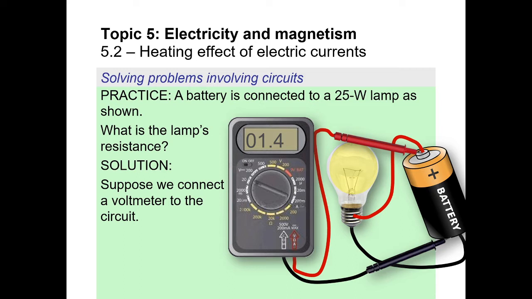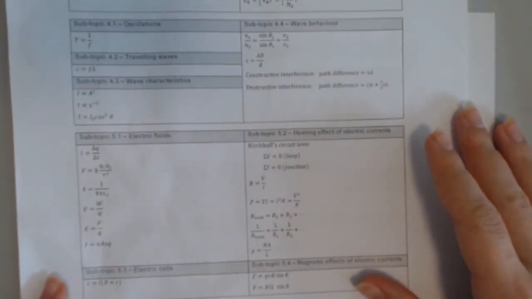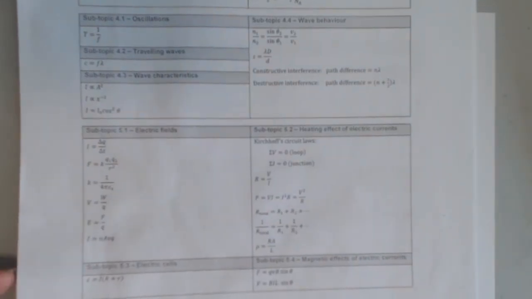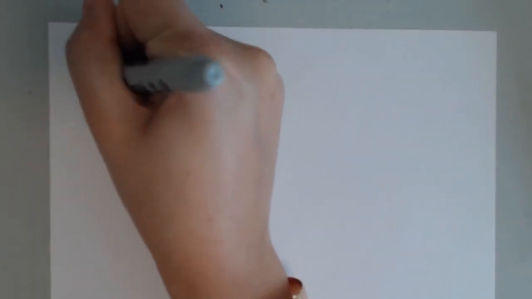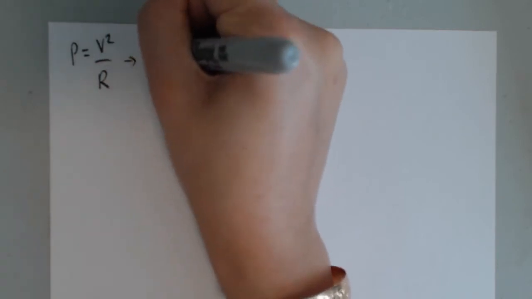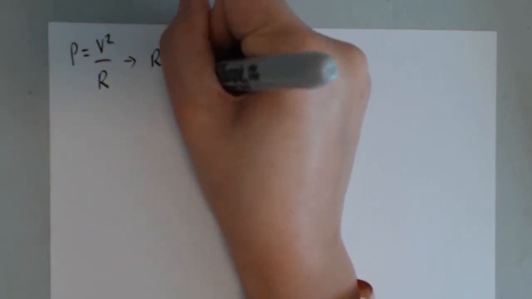So going with that, we have power, we have voltage, we need resistance. So let's just pop over to the formula sheet. We're looking at this formula here. P is equal to V squared over R. And we're looking for R. So R is equal to V squared over P.